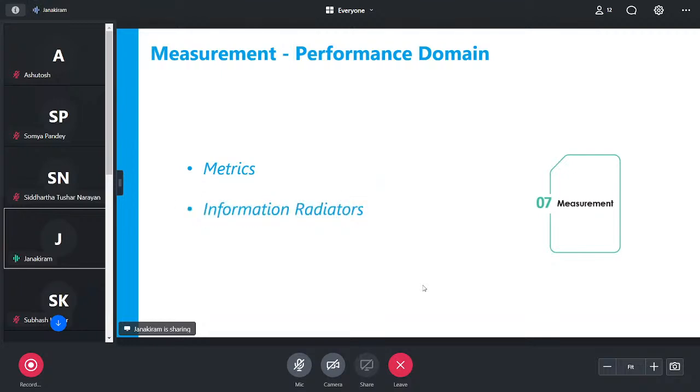You have information radiators, which are more popular in your agile world, like your burn down charts, burn up charts, your Kanban board. These are all information radiators. Your key performance indicators, right? You may define your key performance indicators of your project at the beginning, and then you can measure them while you are delivering to see whether you are on track. And you have variance analysis, right? You can measure the cost variance, you can measure the schedule variance, and then decide whether the project is on track or out of track. That can be a good measurement.